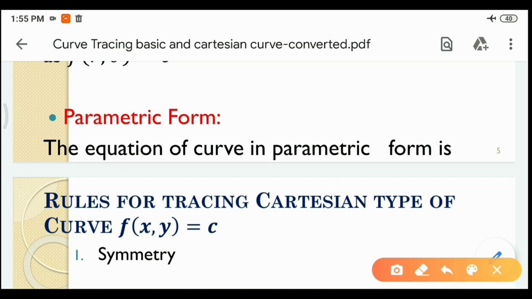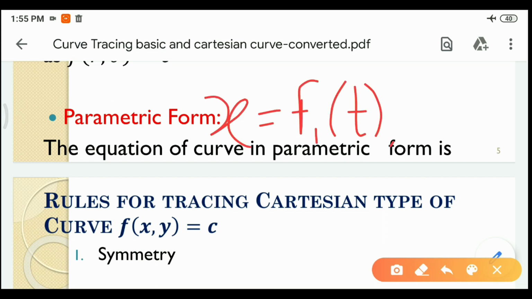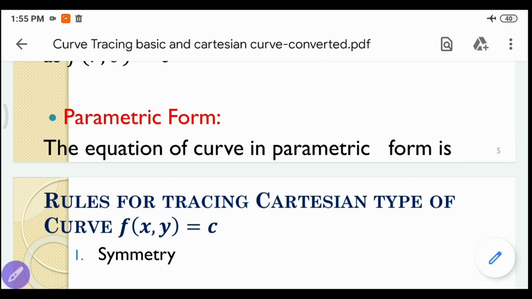So we are having a different parameter over here on which x and y are dependent. So I repeat, here in a parametric form, x will be a function of some t and y is also a function of t. So t is a parameter over here. So these are the three kinds of curve that we are going to study over here.